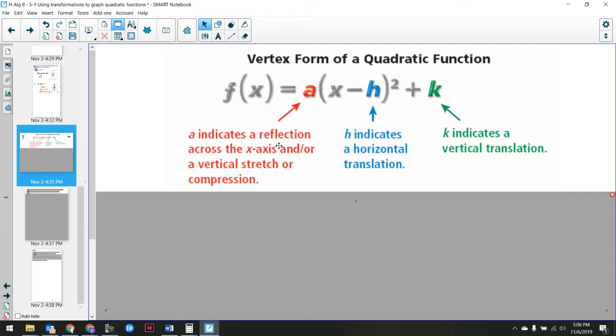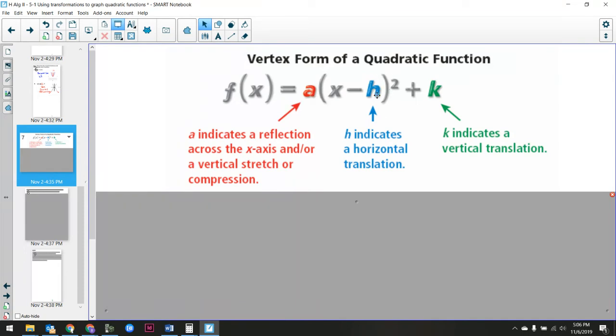Okay, so what do all these things mean? A is an amount of vertical stretch or compression and/or reflection across the x-axis. If this is negative, it's a reflection across the x-axis. If it has a value other than 1, it's been vertically stretched or compressed.